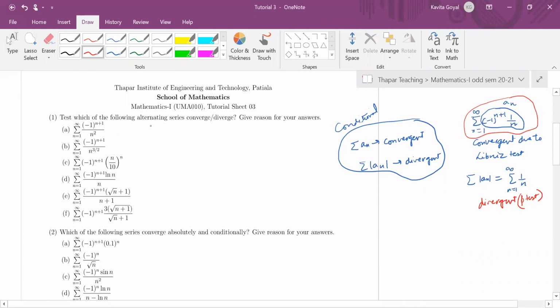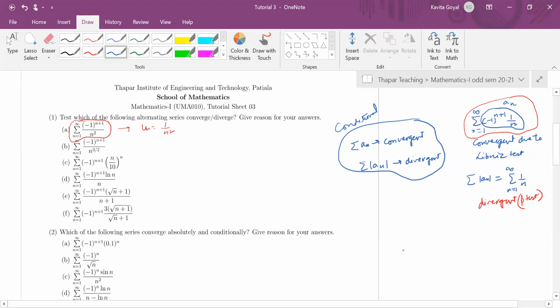Let us see. Test which of the following alternating series is convergent or divergent. Can you see the first? Can you answer whether it is convergent or divergent? Convergent. So you see here, your un is 1 by n square. P-test? Leibniz test? No, p-test, beta. Yeah, you can do that, but let us try to apply Leibniz test first.